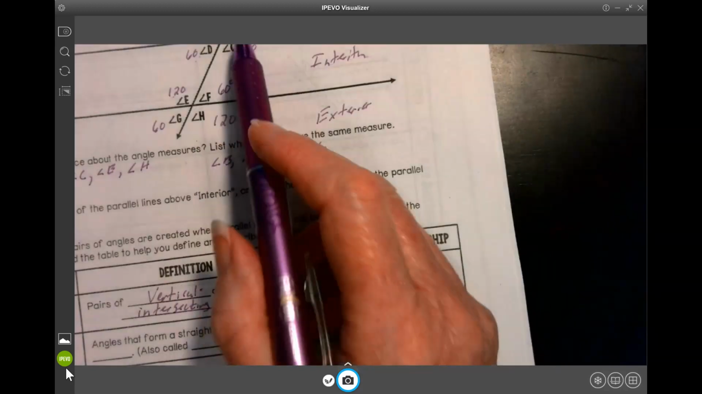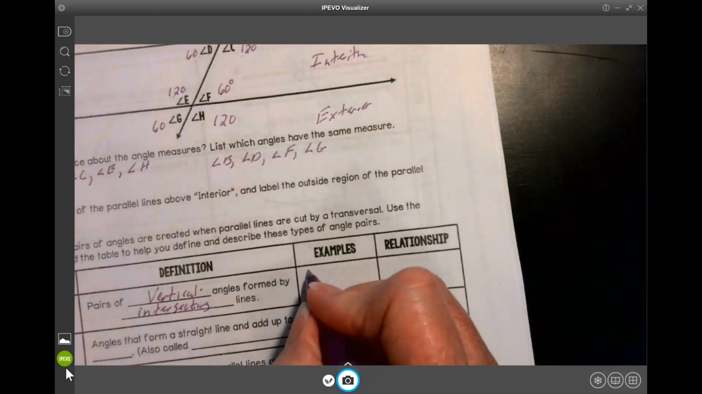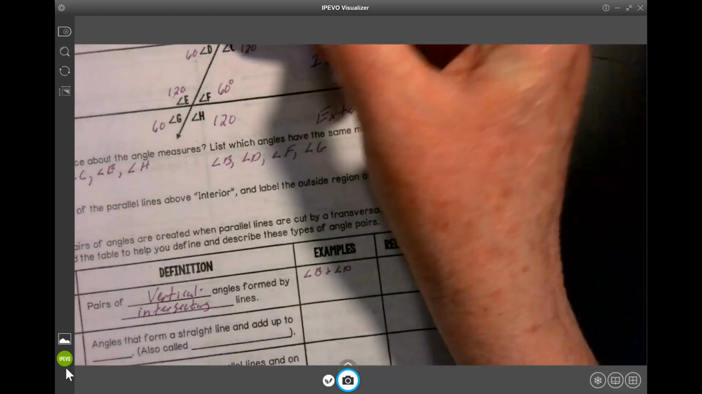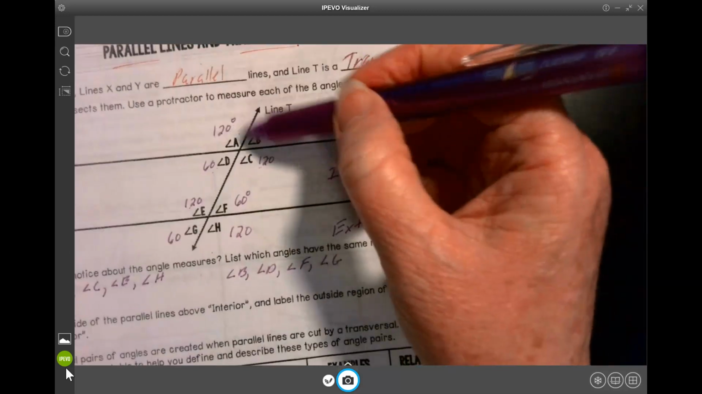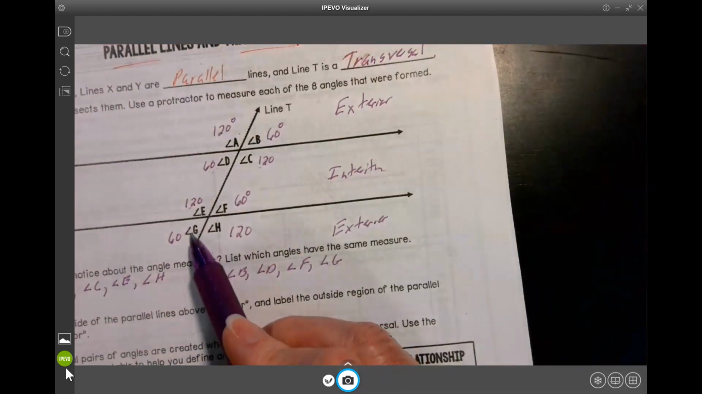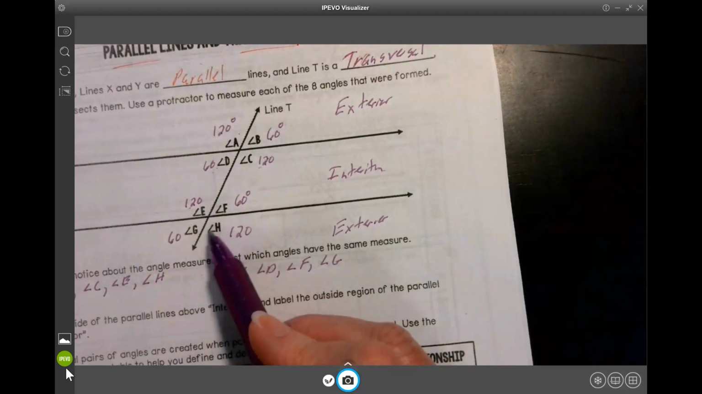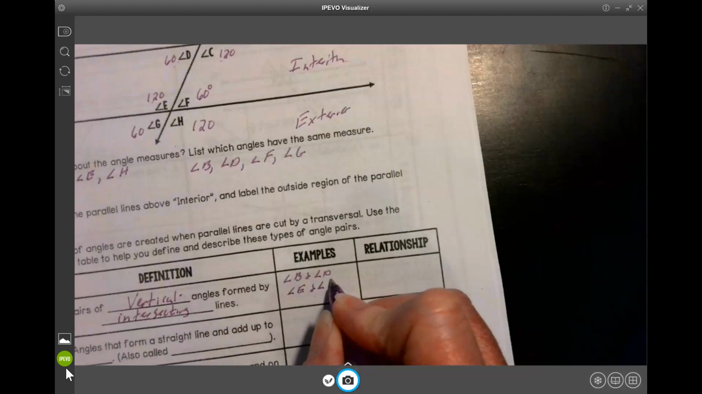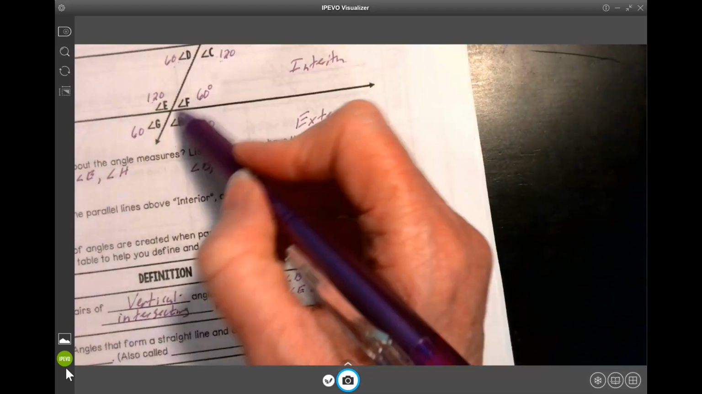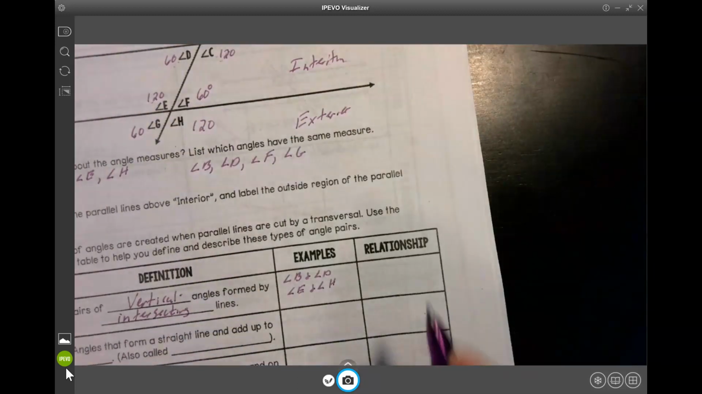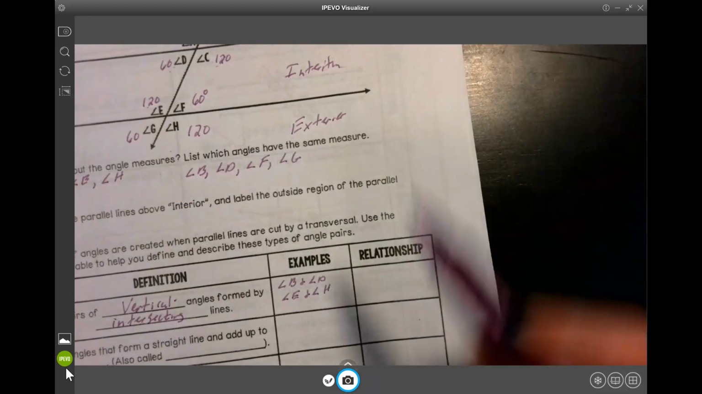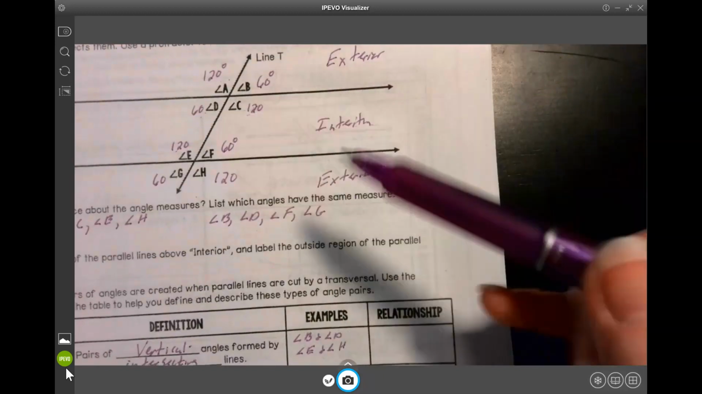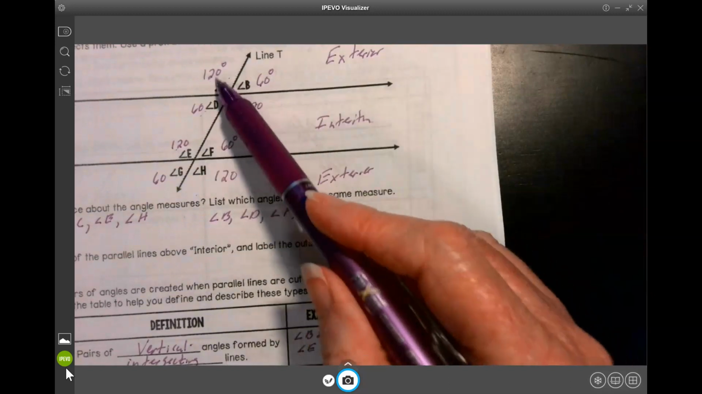So examples of vertical angles: angle B and angle D. Also angle A and angle C, and angle G and angle F, and angle E and angle H. So there's a whole bunch. How many do we count? 1, 2, 3, 4 pairs of vertical angles. What's the relationship? Now, when we talk about relationship, I think it's talking about transversals. So it's just on opposite sides of the transversal.